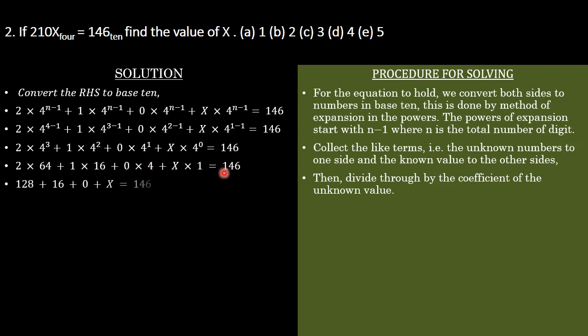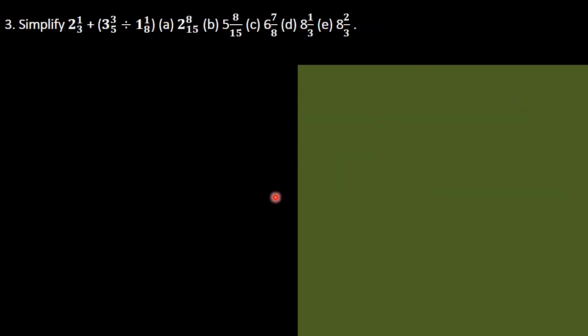Now let's multiply it together. 64 multiplied by 2, we have 128. 16 multiplied by 1, we have 16. 0 multiplied by 4, we have 0. x multiplied by 1, we have x, equals 146. Let's collect the like terms. x equals 2.